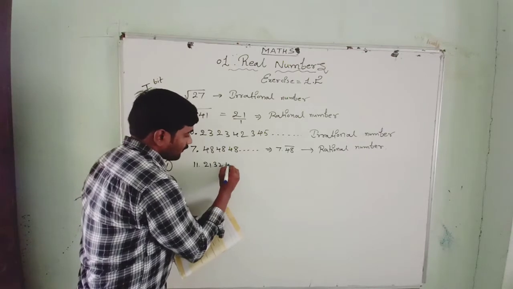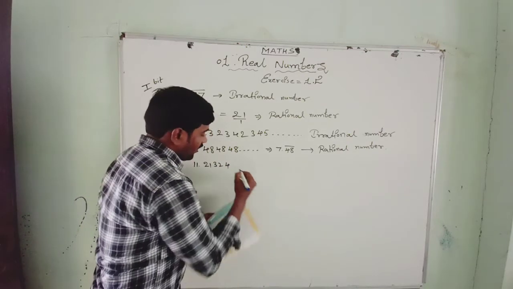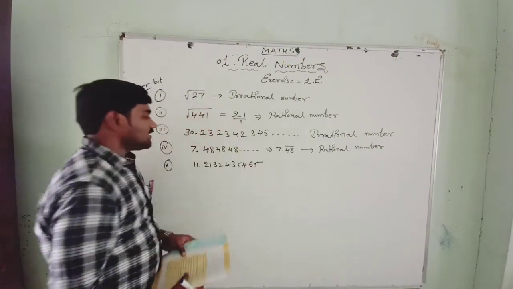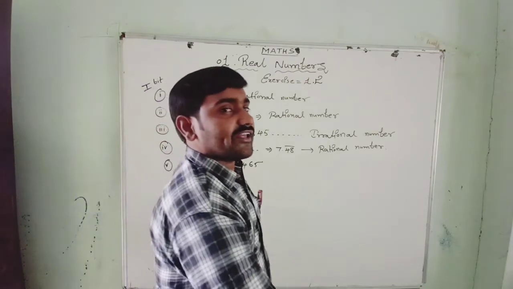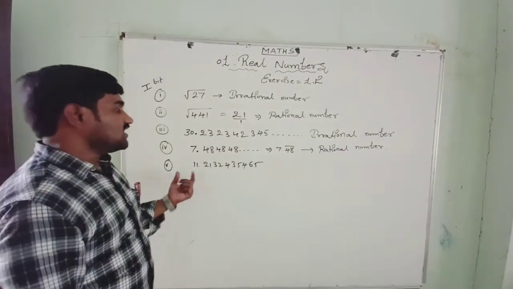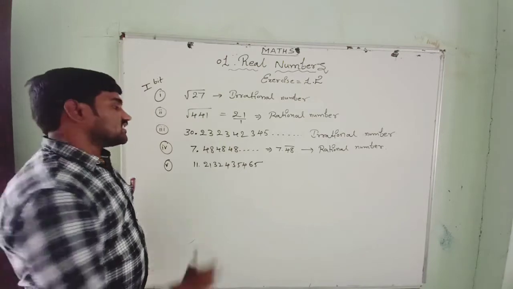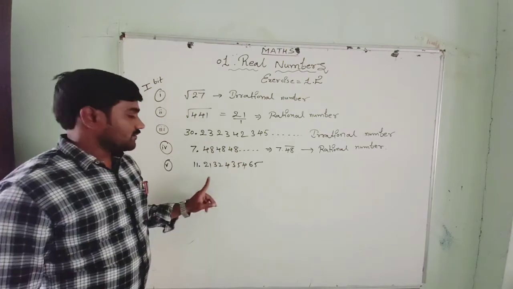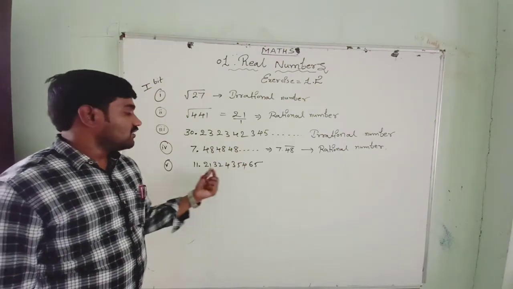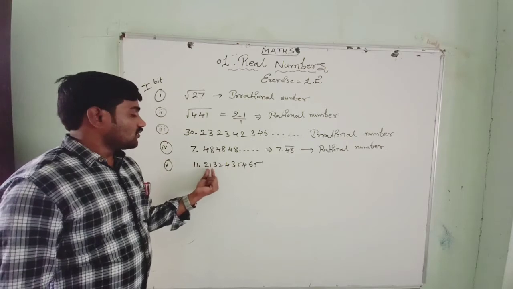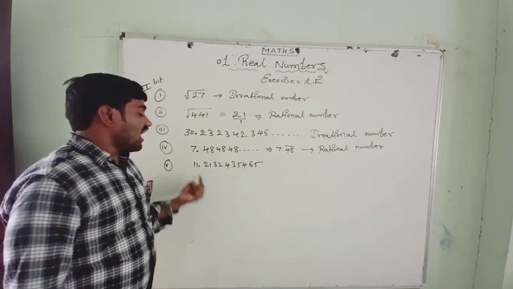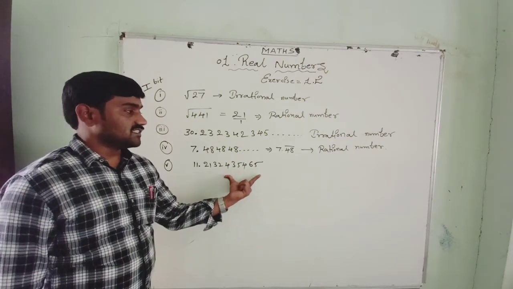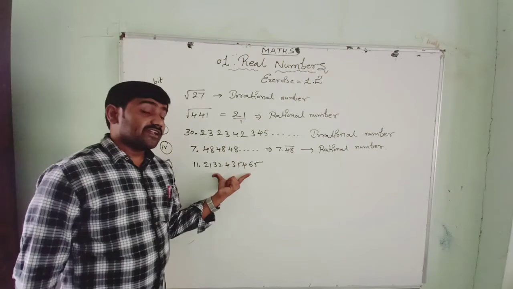11.21324354 65. See whether it is a terminating decimal number or a non-terminating decimal number. It is a terminating decimal number. How can you say it is a terminating decimal number? Because after the decimal point, the decimal digits are countable. See, the decimal digits are countable: 1, 2, 3, 4, 5, 6, 7, 8, 9, 10. After this decimal point, there are 10 decimal digits. It is a terminating decimal number.